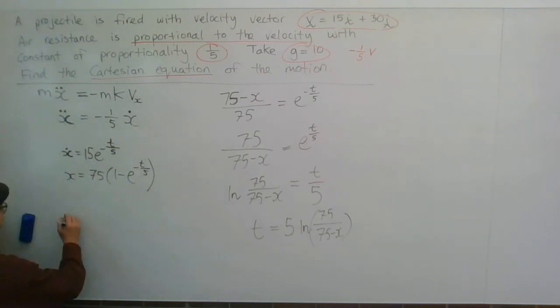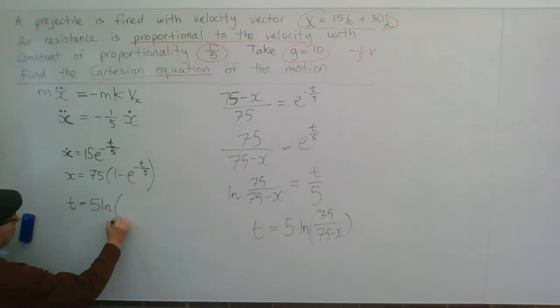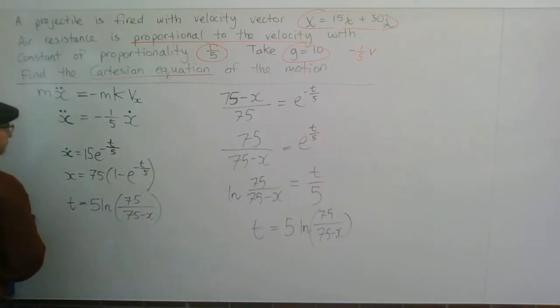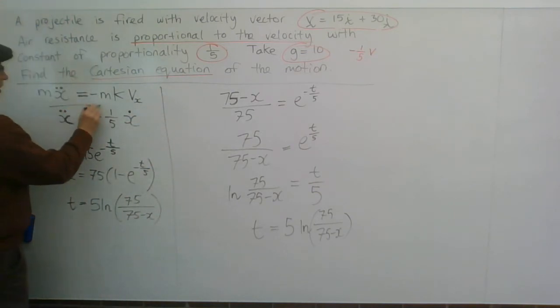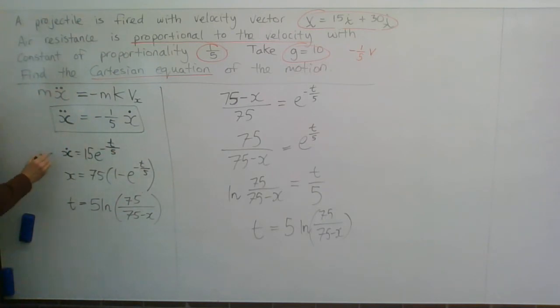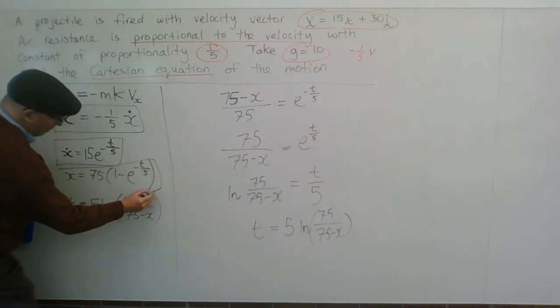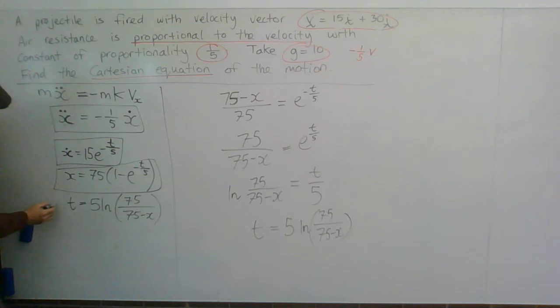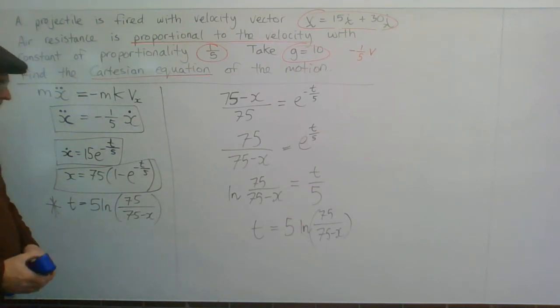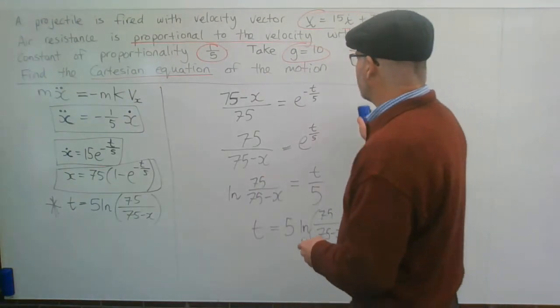From that I get that t is equal to 5 natural log of 75 on 75 minus x. So there's some good work done there vertically. I've got my acceleration vertically, I've got my velocity vertically, I've got my displacement vertically, and I've also got this parameter t in terms of x there nicely so that I can replace that when I get my vertical equation.